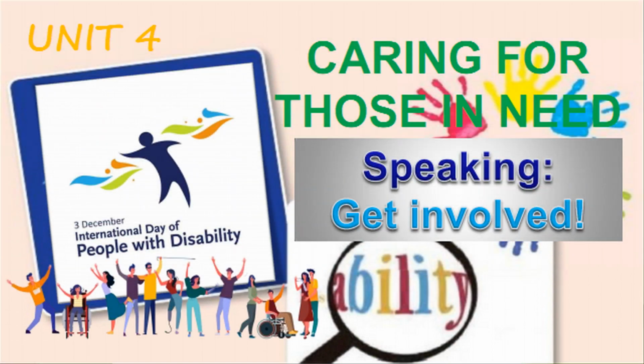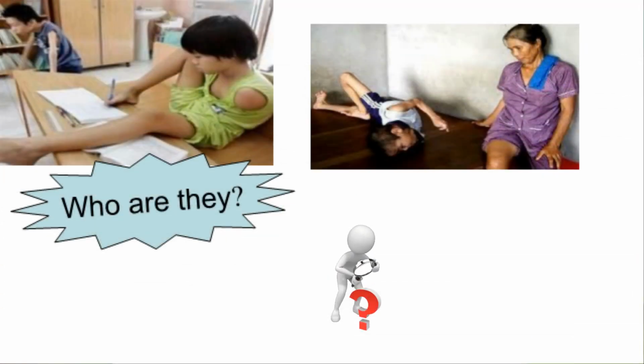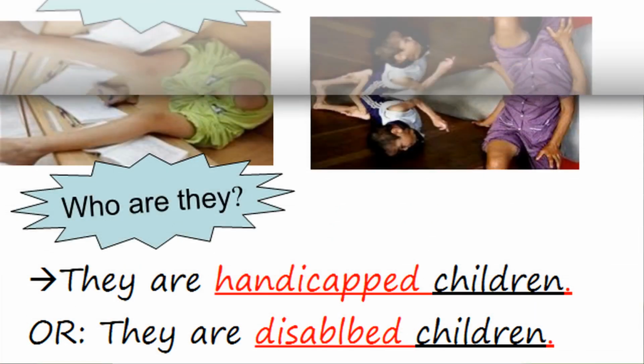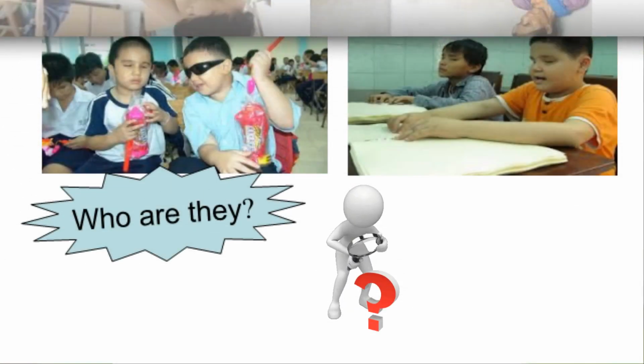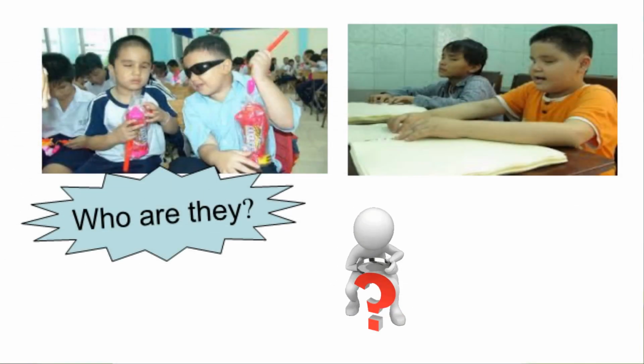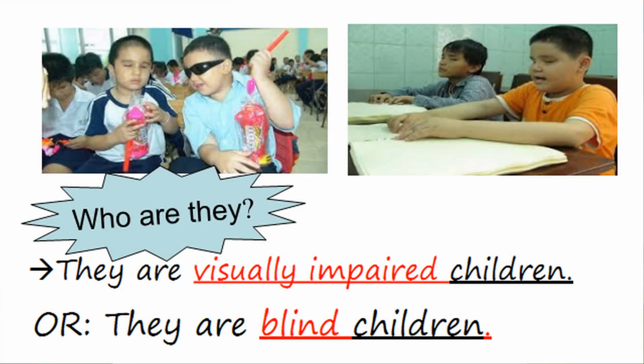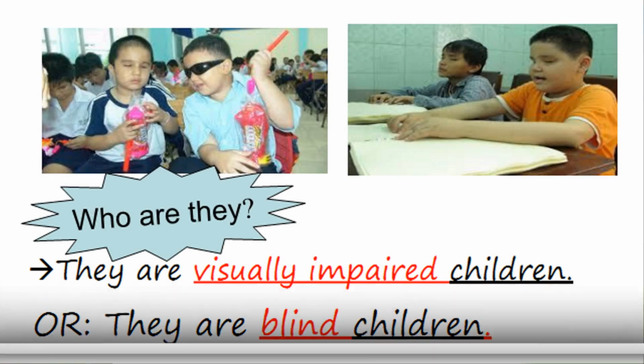Unit 4. Caring for those in need. Speaking, get involved. Who are they? They are handicapped children, or they are disabled children. Who are they? They are visually impaired children, or they are blind children.